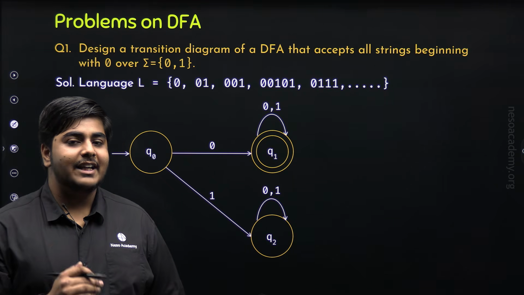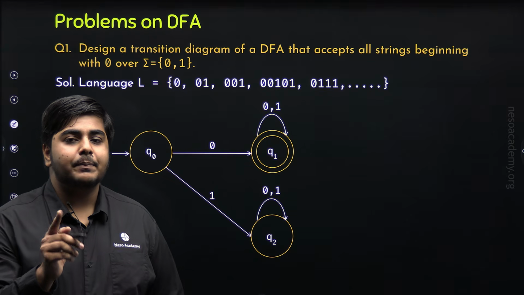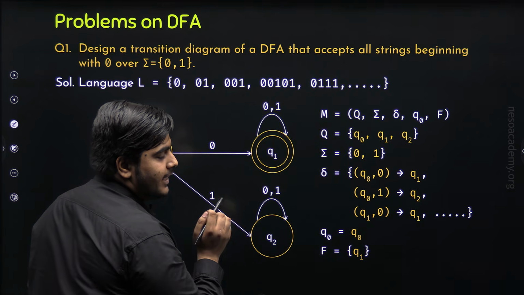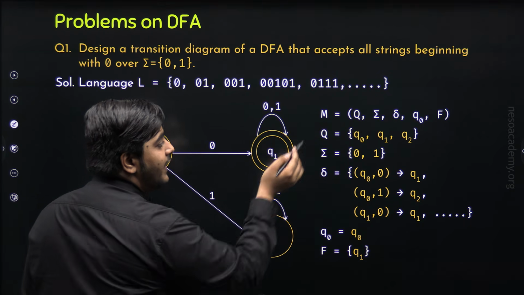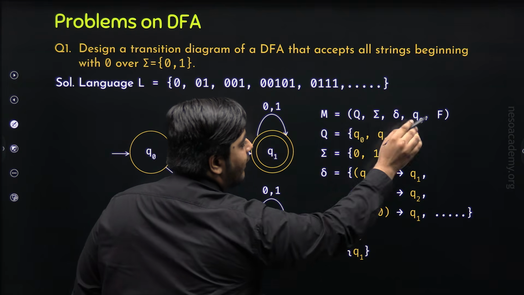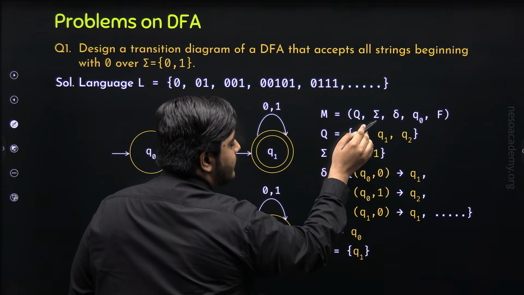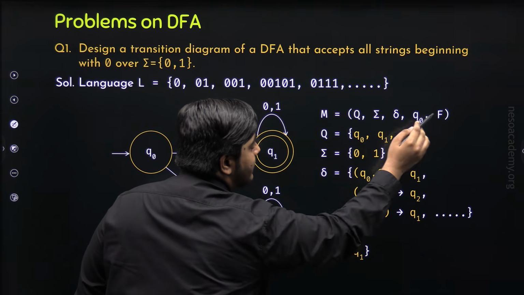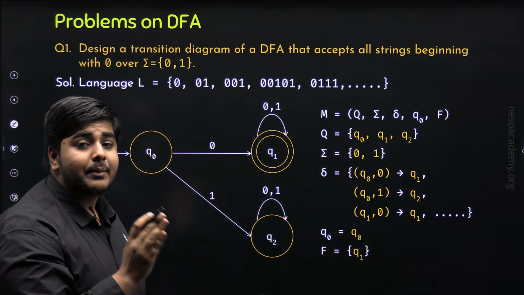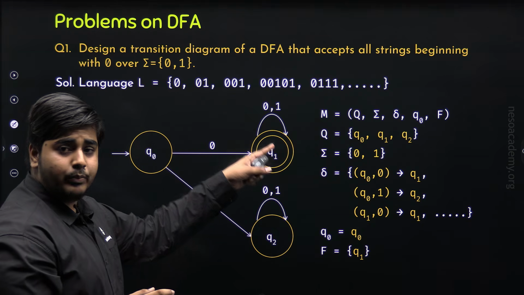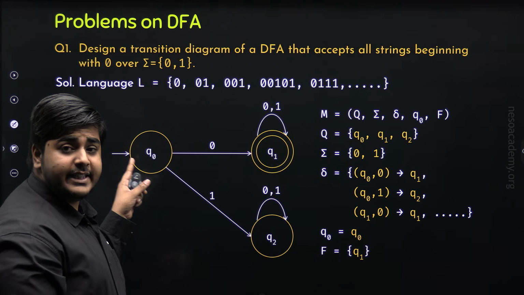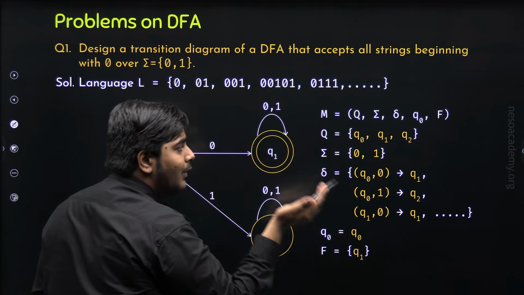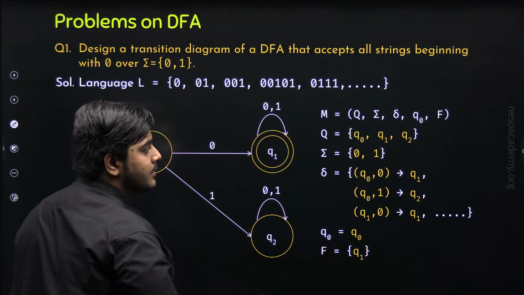So after designing the DFA, I will write the 5-tuple representation of the DFA. Here we have the 5-tuple representation of DFA. Our DFA M is the collection of 5 elements: Q, sigma, delta, Q0, and F. These 5 elements are used to entirely represent a deterministic finite automata. Every part of this DFA can be represented using these 5 elements. Now let's see the values of these 5 elements.